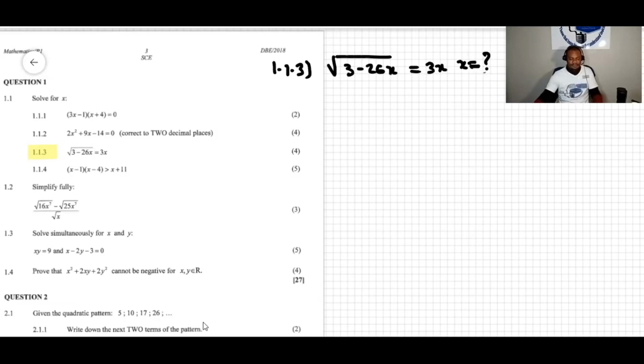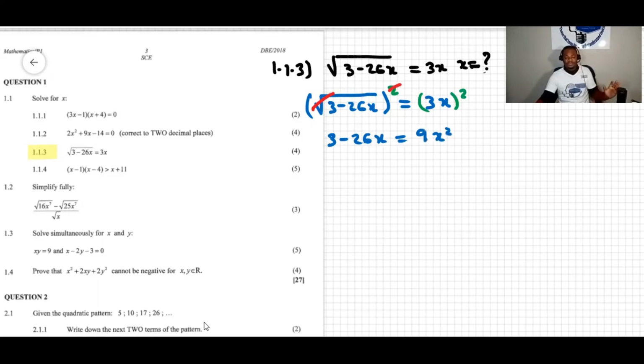Now, we have the root of 3 minus 26x equal to 3x. I put it in brackets because I want to raise both sides to the power of 2. Why? Because we need to get rid of the square root, because at the power of 2, we cancel the radical sign. And then we are left with 3 minus 26x equal to 9x squared.